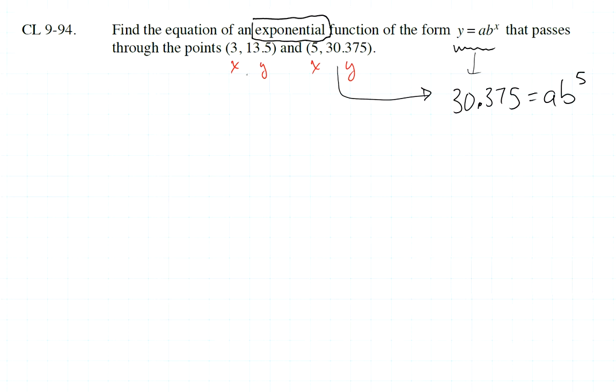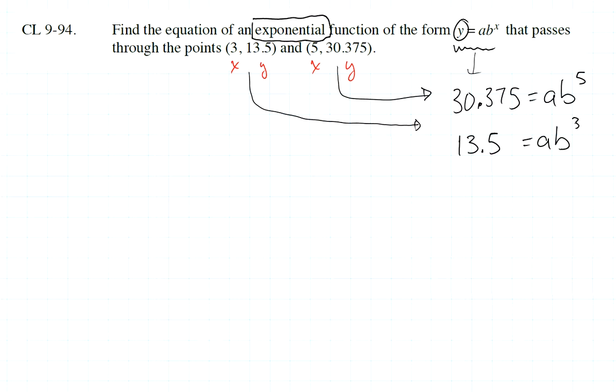Let's do the same thing with the other point, right? So I'm going to bring it down. This equation, based on what's the first point listed here, but it's the second one I'm using, would be 13.5, because that's its y value. And again, I'm copying down its y value. And that equals a times b, and this time x is 3, so raised to the 3rd power.